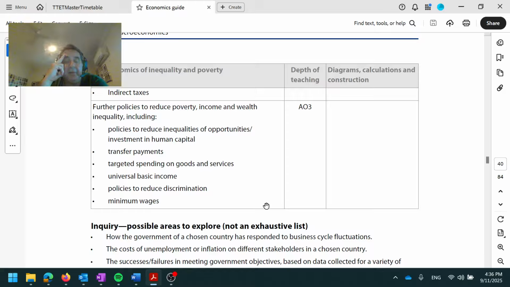Policies to reduce discrimination. Okay, so again, racial or gender discrimination that occurs, if we put in policies to provide opportunities for everyone to succeed in life, much better. As I said, whether that's based on race, religion, or gender, that's a good thing to do. And to provide minimum wages, so to protect people on low income.